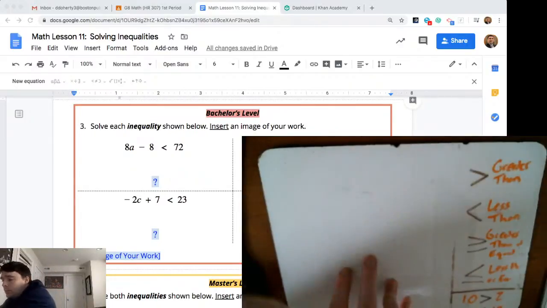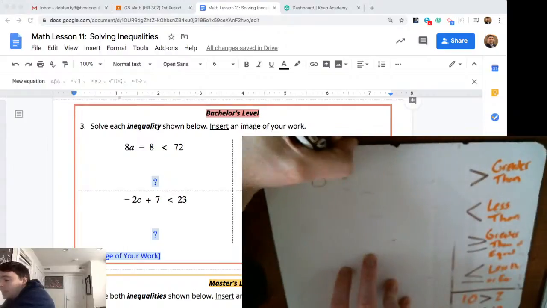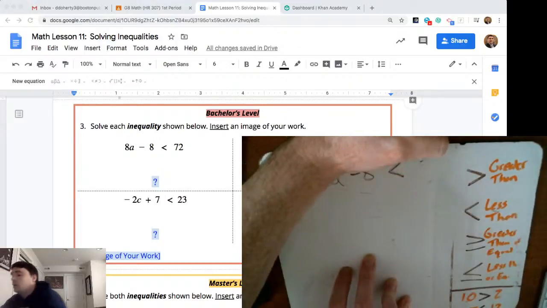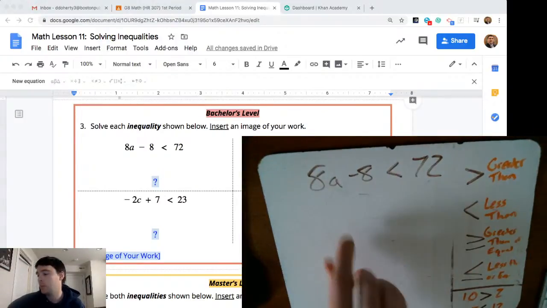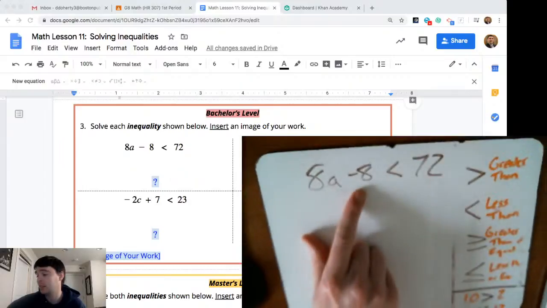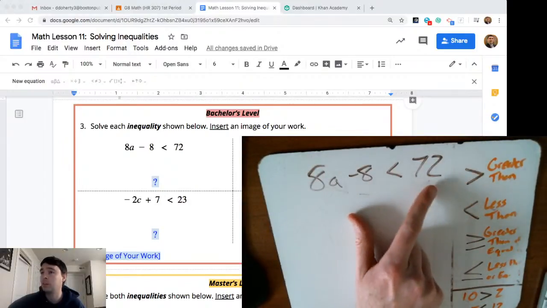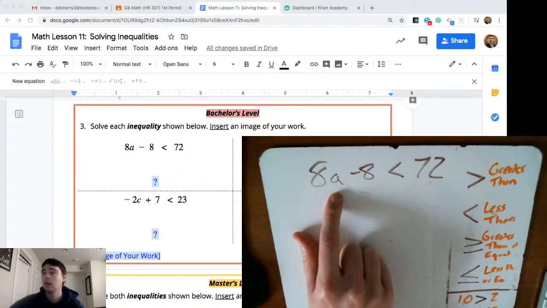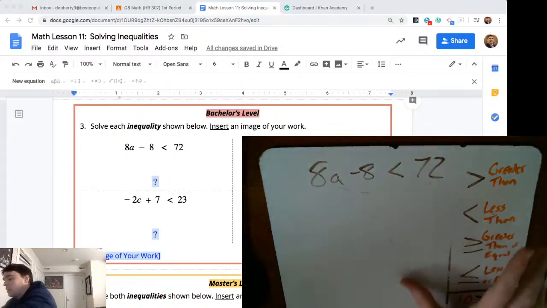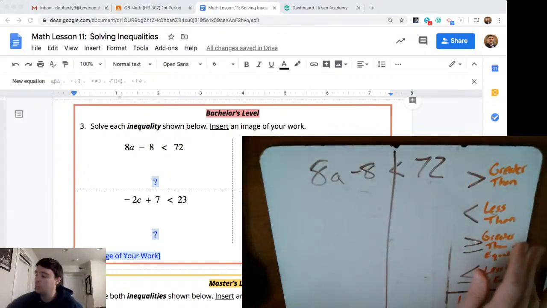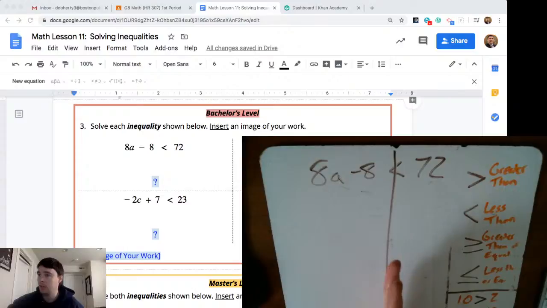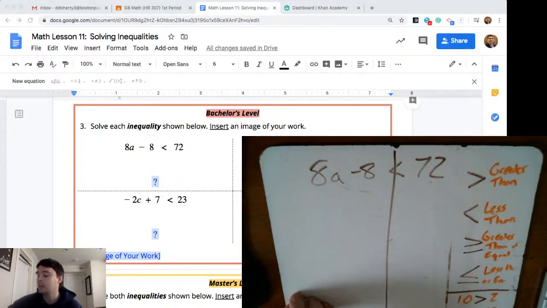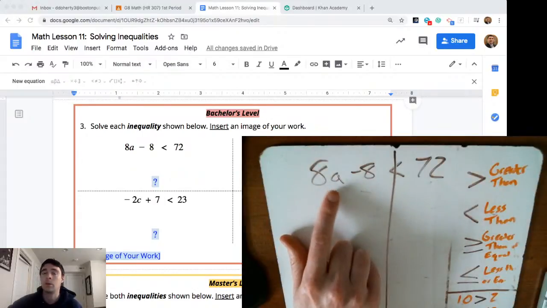Our first one, 8a minus 8 needs to be less than 72. So this is a statement saying 8 times a minus 8, whatever it is, needs to be less than 72. And our goal is, well, what numbers could a be to be a solution for this inequality? I'm going to solve just like I would with an equation by drawing a river, a line right through the inequality that splits the left side from the right side of the inequality. I see the a is living on the left side of the inequality, so I want to get that all by itself.